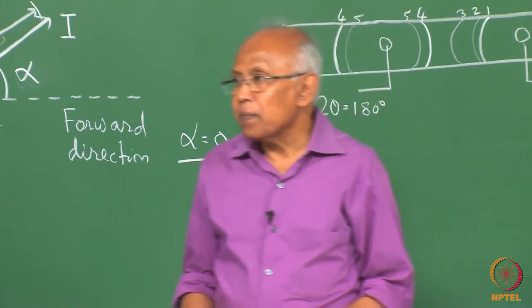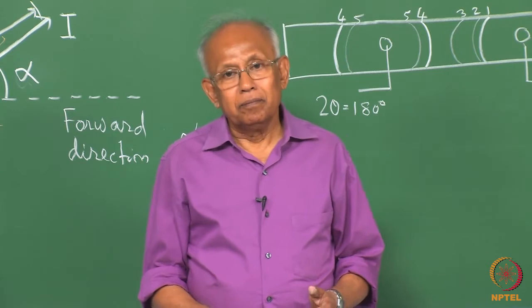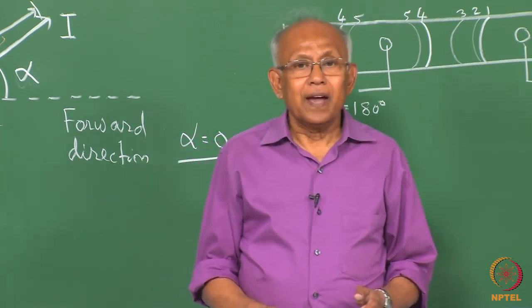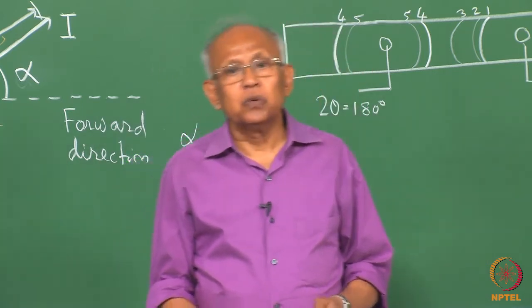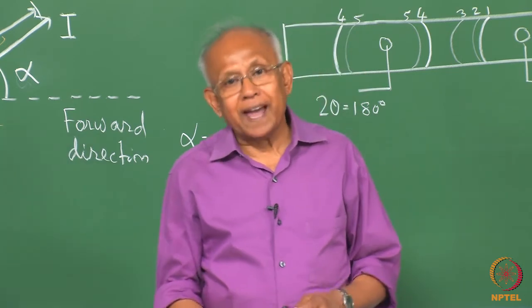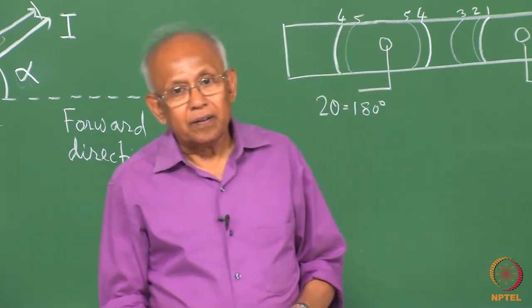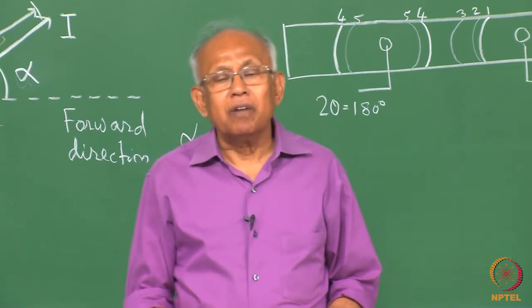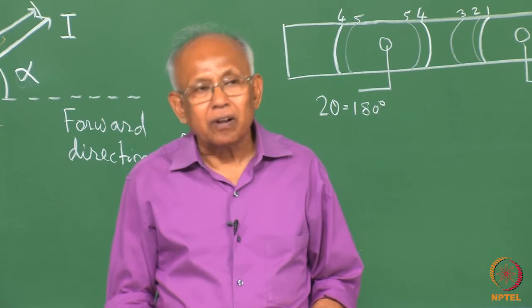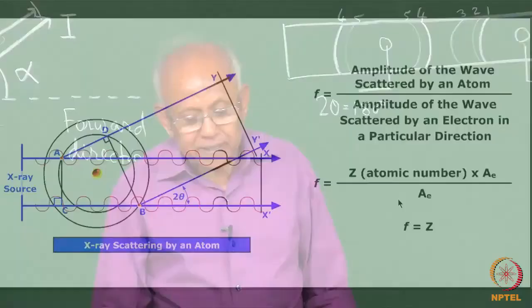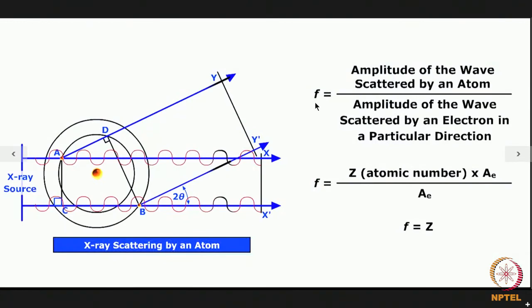So, one thing is very clear, that if we have an element with a higher atomic number that is supposed to scatter X radiation more than an element whose atomic number is lower. Now, let us see how to find out the amount of X radiation scattered by an atom with a number of electrons in it. So, we define a quantity, we call it the atomic scattering factor f, small f. It is equal to amplitude of the wave scattered by an atom divided by amplitude of the wave scattered by an electron. It should be written in the same direction.